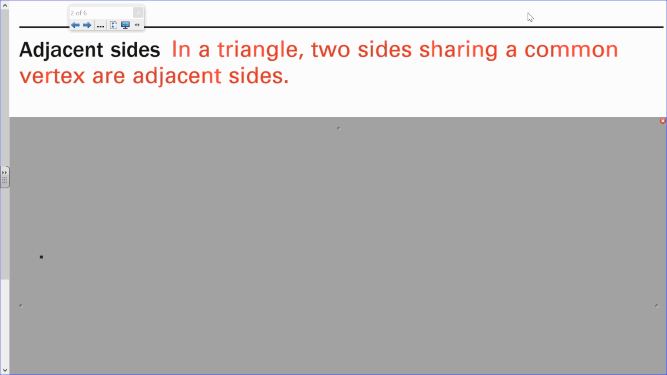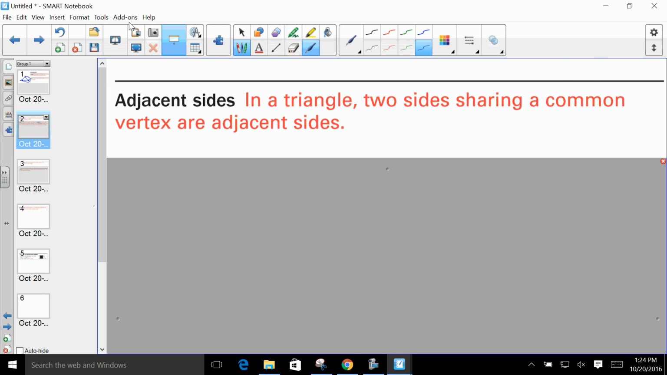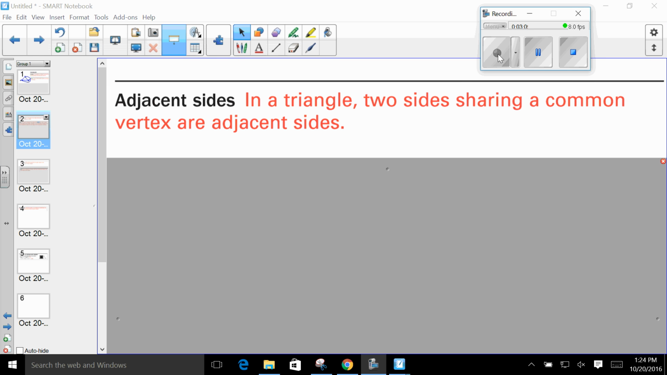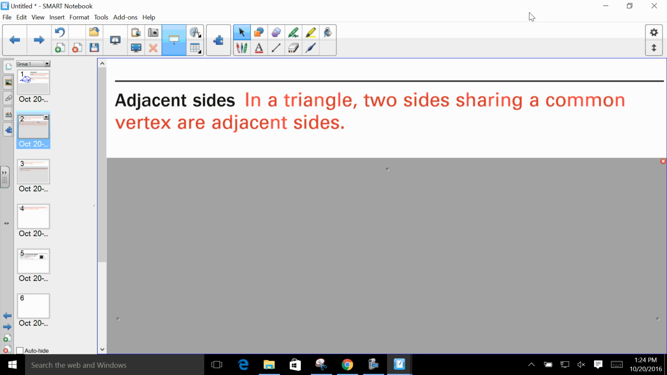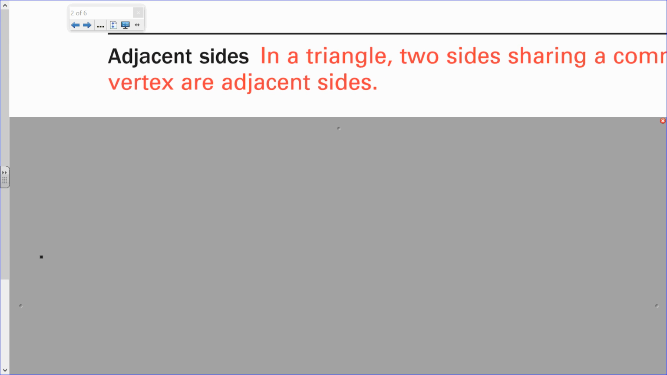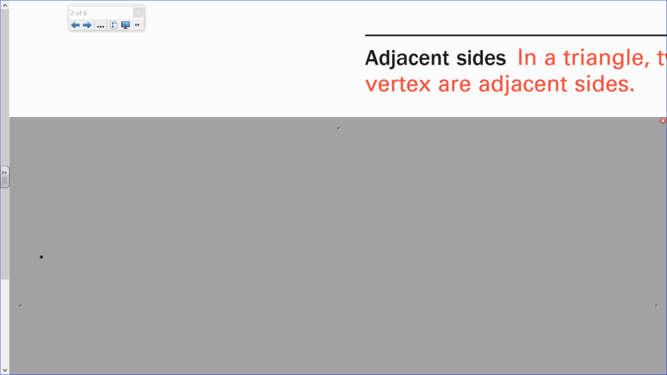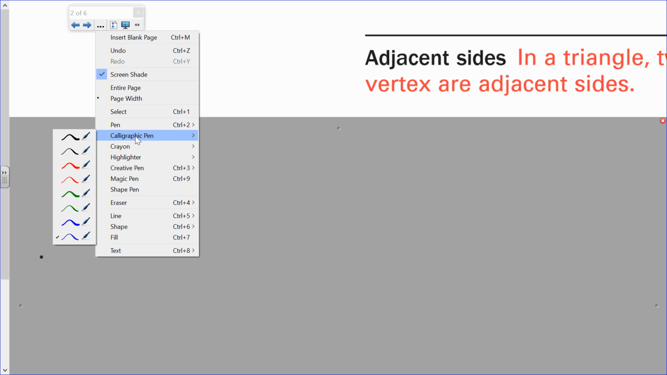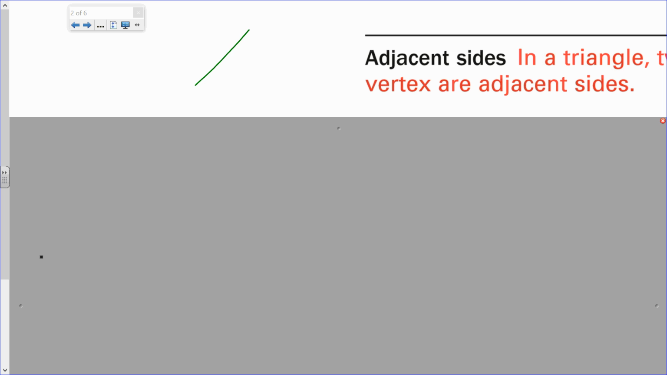Adjacent sides. So, off to the side on this definition, I'm going to draw adjacent sides. Watch. Do it with me. Let me draw another triangle. I'll label the vertices this time A, B, and C. Do that with me.